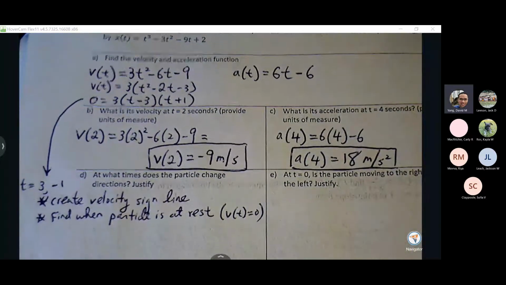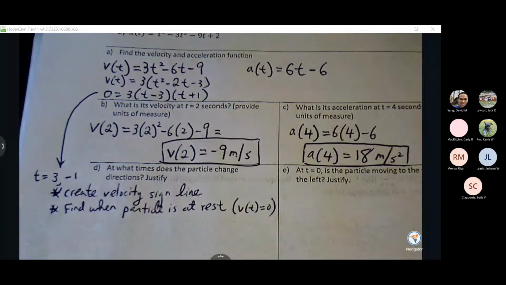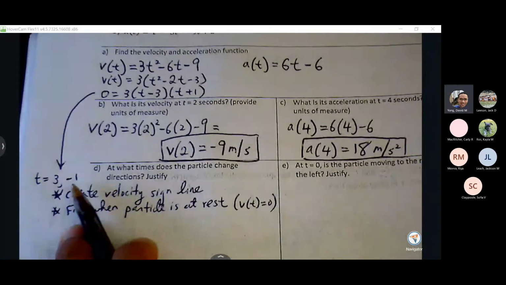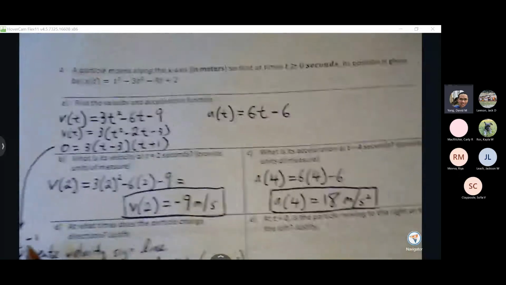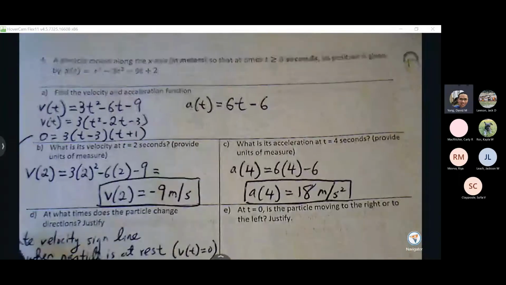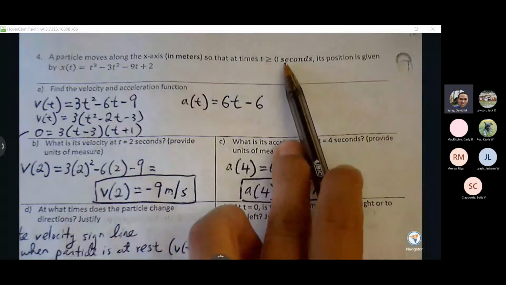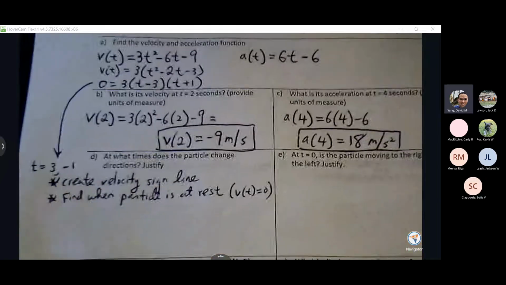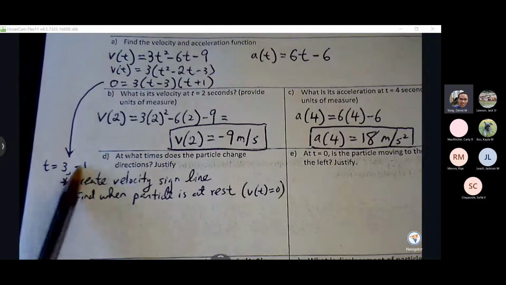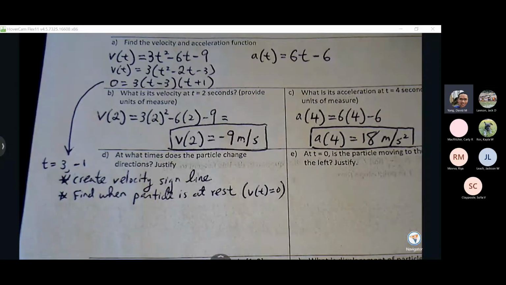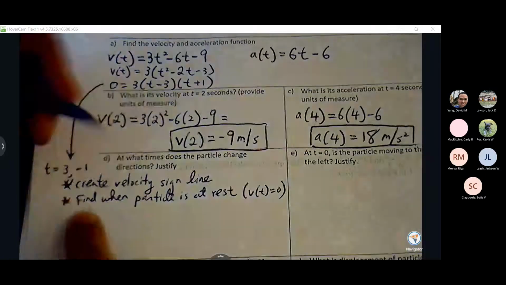So think about your velocity sign line here. What is the restriction based off of the original problem here? Yeah, we're only looking at values for t that are greater than or equal to 0. So that means anything that's to the left of 0, even if it's a point that we found, is not going to live on our sign line. Right? So that means what's removed then? -1, right? The -1 is not part of our domain, so we're not going to include that in our timeline.